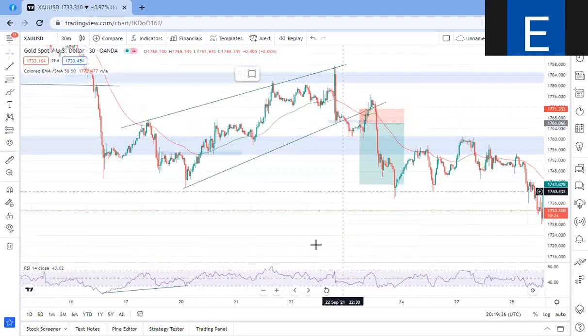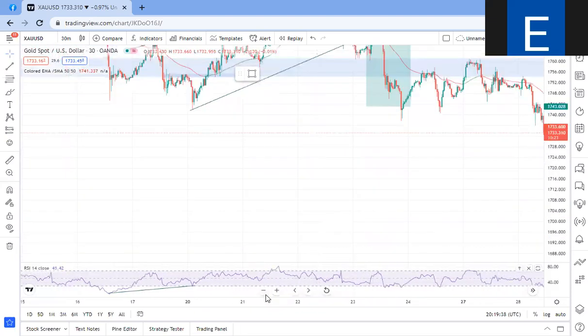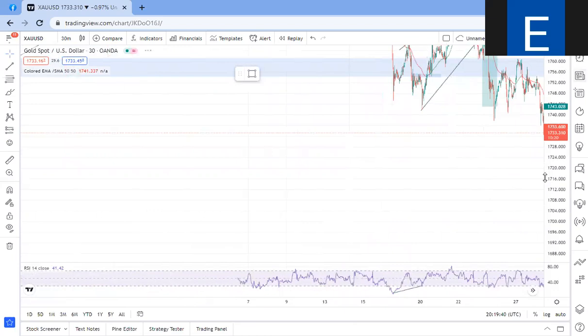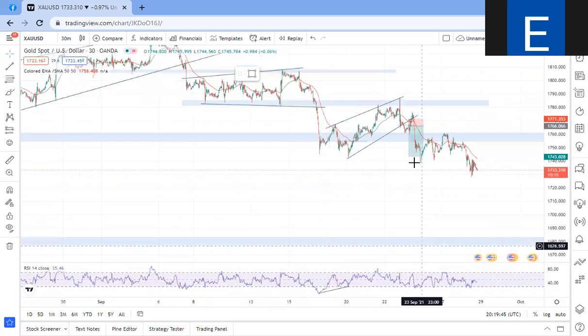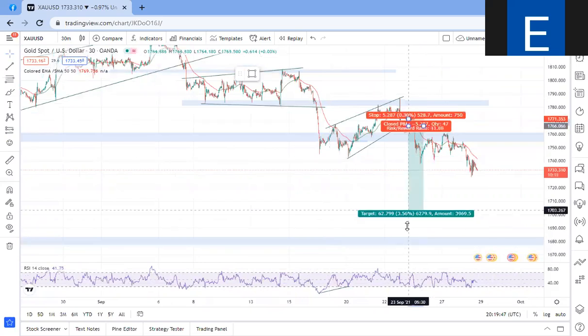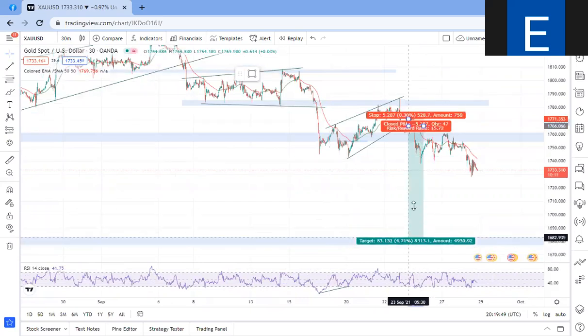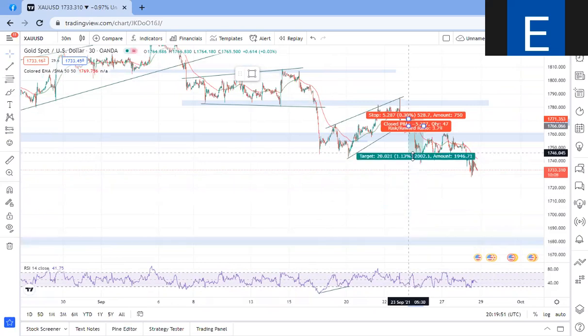And I planned on swinging it all the way. This was my first take profit. Could have been my first take profit. Then this was my overall target at this level. I planned on taking my full TP hit on this area, but this was my first target.